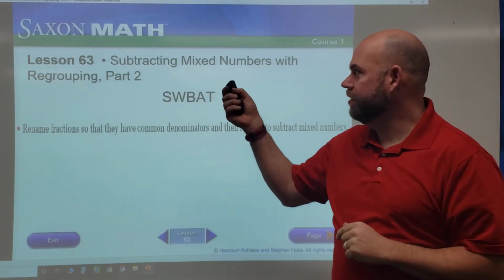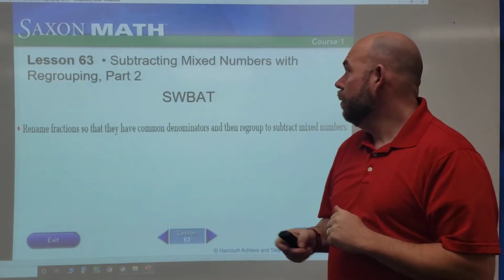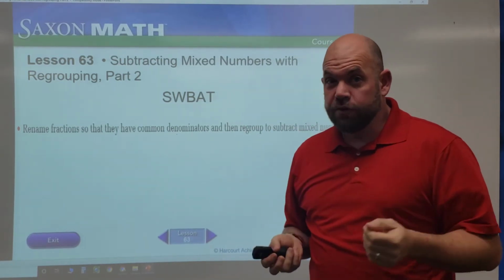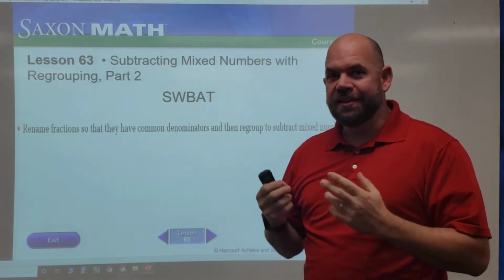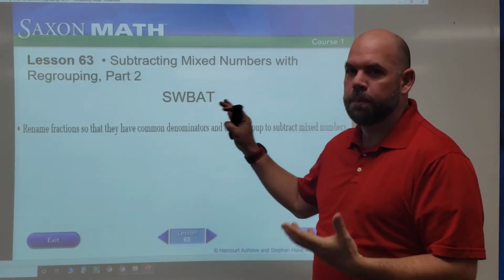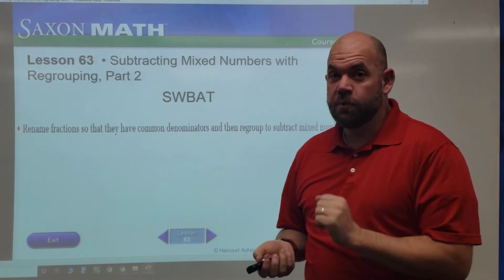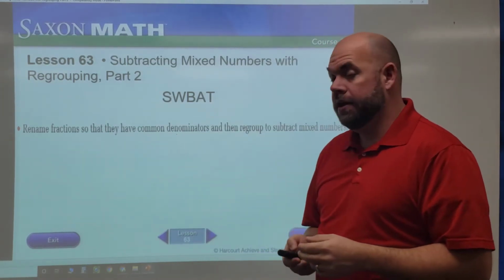I'm Mr. C with our Saxon Math lesson number 63 today. We're going to subtract mixed numbers with regrouping, part 2. This is a part 2, so it's a review lesson. We've done this before, we just haven't done it in this particular way before. So today we're just going to look at renaming fractions like we did in our last lesson, and then we're going to subtract them.